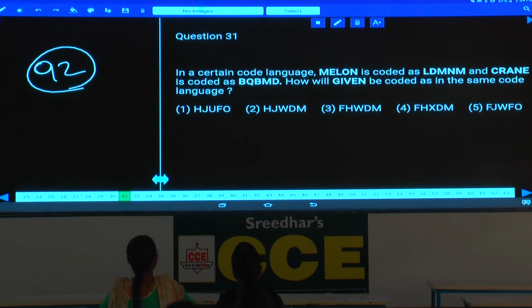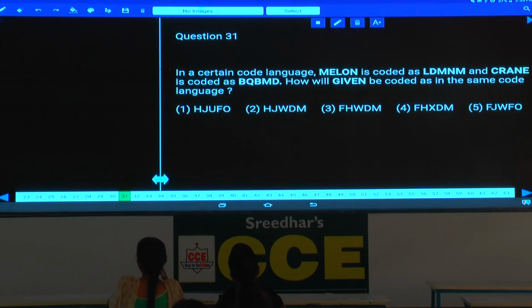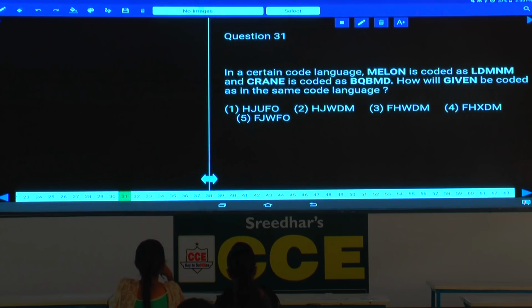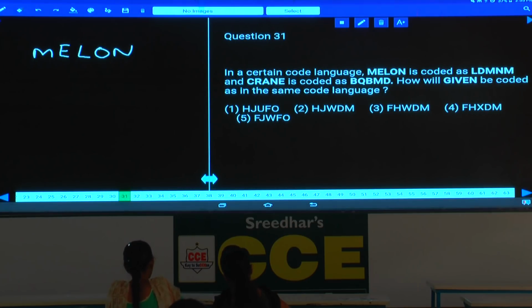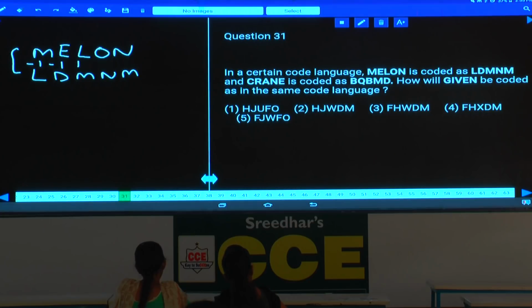Now in this coding and decoding, always write one below the other, the word, and below the word write its code. Yes, tell me what is the word given here? Million. And the code given to this word million is LDMNM. Now find out the difference between these two, M and L. What is the difference here? M minus 1 is L, E minus 1 is D, L plus 1 is M, O minus 1 is N, N minus 1 is M. Minus 1, minus 1, plus 1, minus 1, minus 1.